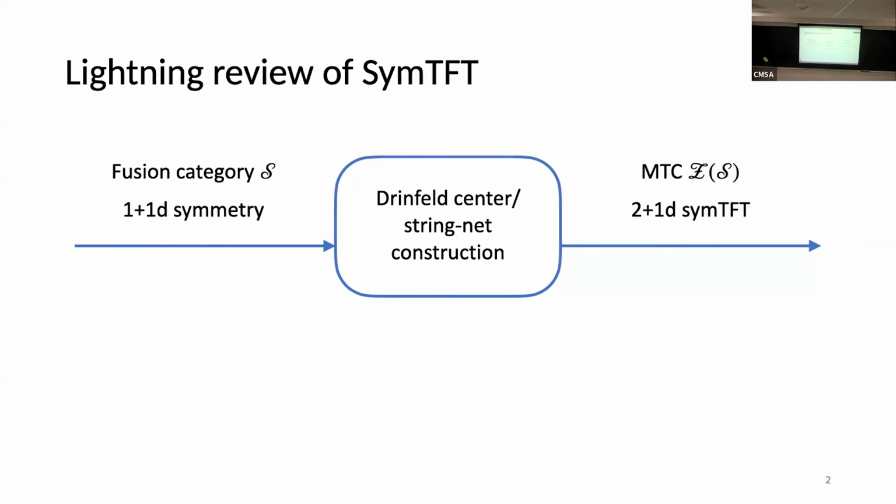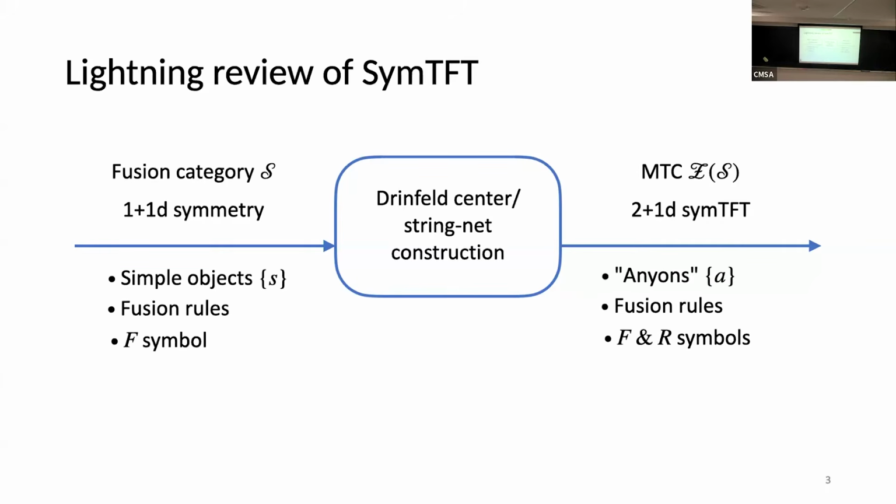And what this gives you is it takes the fusion category and gives you a modular tensor category. This modular tensor category describes the spontaneously broken one-form symmetries of a 2+1D topological order called the SymTFT. In more detail, you start off with a fusion category, which has some pieces of data that describe it, which are the simple objects, the fusion rules, and the F symbol. For invertible group-like symmetries, this is just the group multiplication, and the F symbol is the anomaly. On the other side, for the modular tensor category, we have anyons, which are the simple objects there. They also have fusion rules, but they also have braiding, given by R.